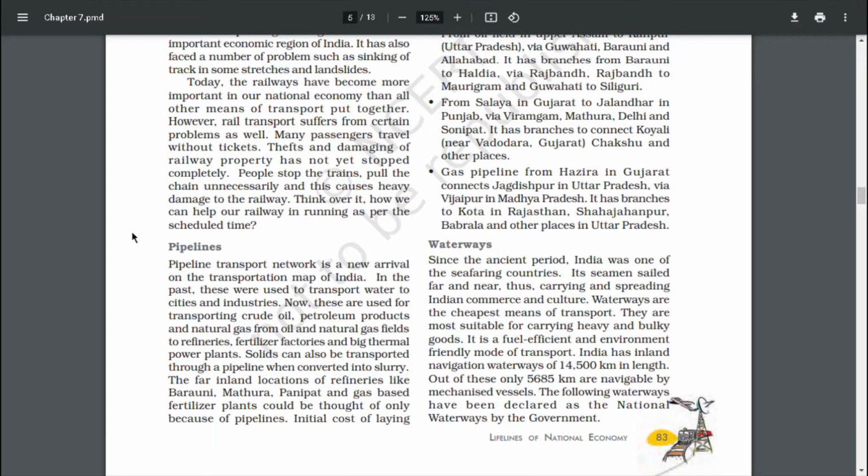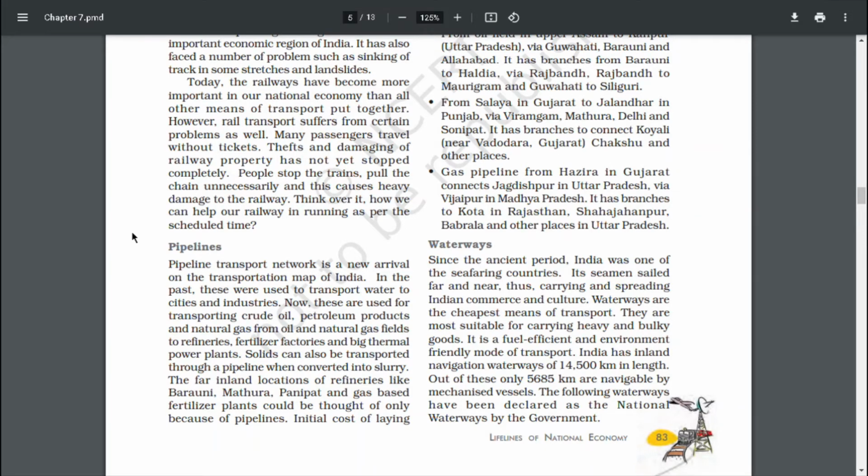Pipelines. Pipeline transport network is a new arrival on the transportation map of India. In the past, these were used to transport water to cities and industries. Now, these are used for transporting crude oil, petroleum products, and natural gas from oil and natural gas fields to refineries, fertilizer factories, and big thermal power plants. Solids can also be transported through a pipeline when converted into a slurry.